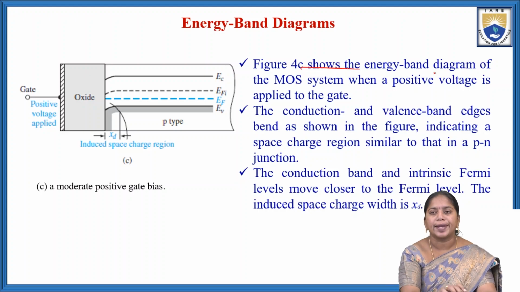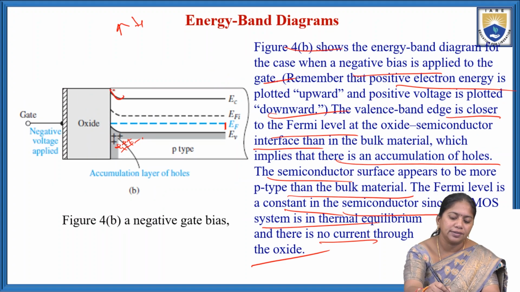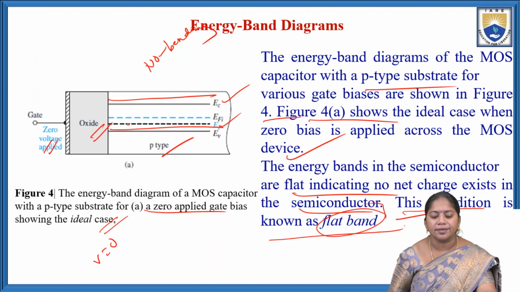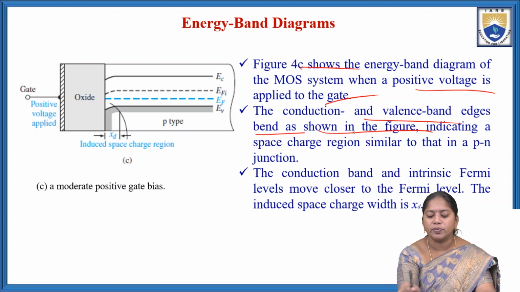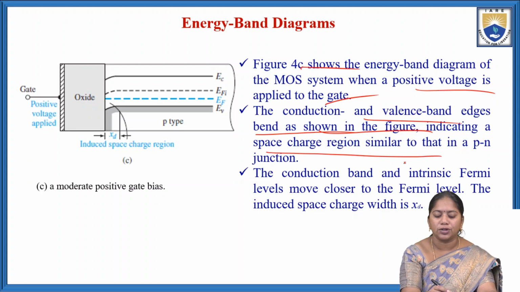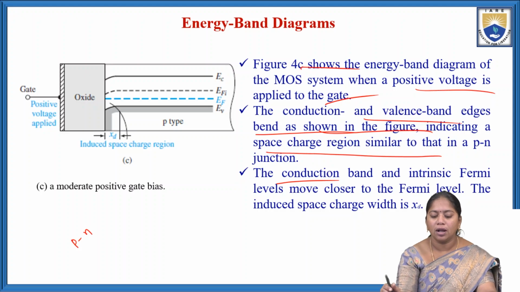Figure 4c shows the energy band diagram when a positive voltage is applied. Here we are giving the positive bias condition. The conduction and valence band edges bend as shown in the figure. In the previous case, they were bending downward. Now in this case, the bending is in the upward direction. This indicates that the induced space charge region is similar to the PN junction diode. The conduction band and intrinsic Fermi level move closer to the Fermi level.